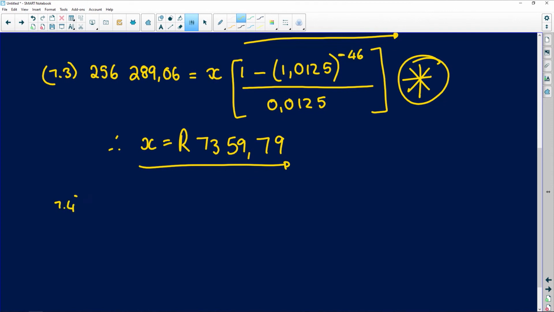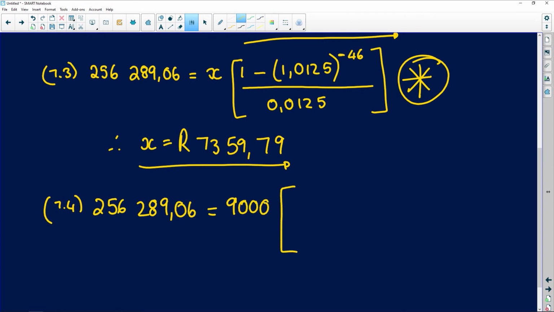There's only two things that are changing now. Instead of having n, we don't have n. We must find n. We have X. X is 9,000. And we want to know how many of those payments must be made to complete the loan. So let's have a look. 7.4. Still the same amount of money. And our X is now 9,000 a month. 1 minus 1.0125 to the minus n.